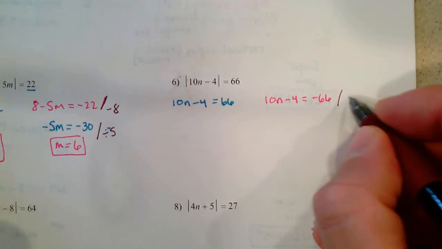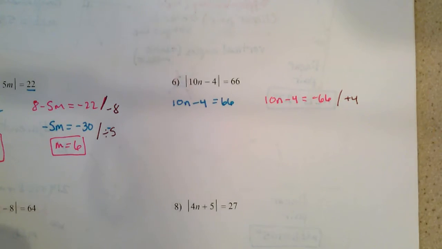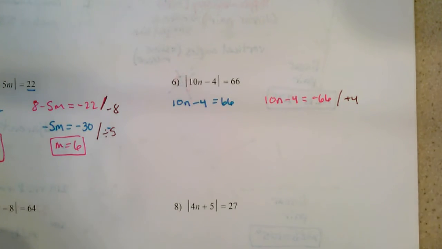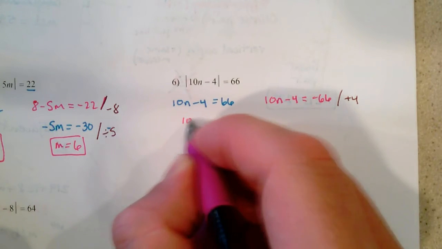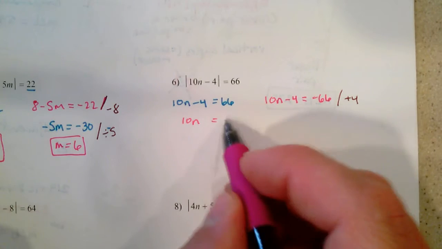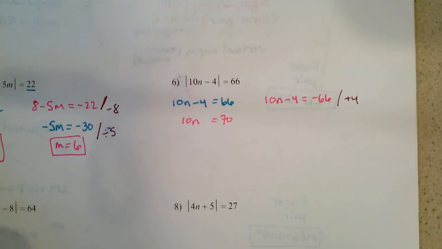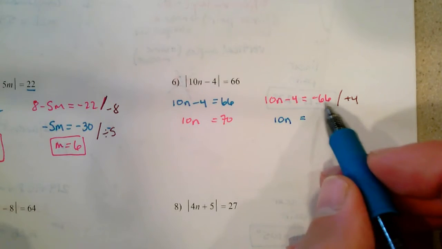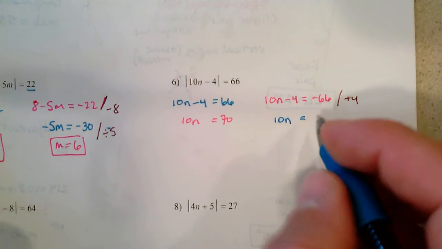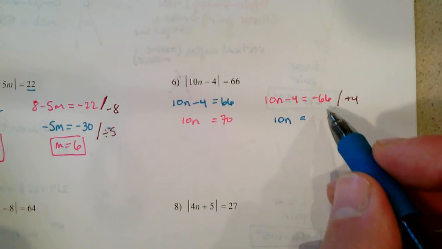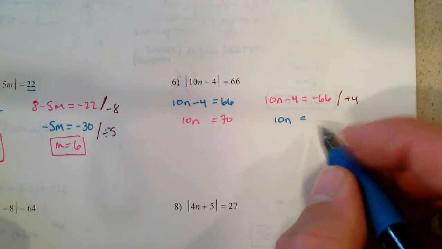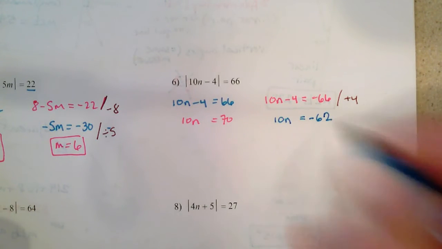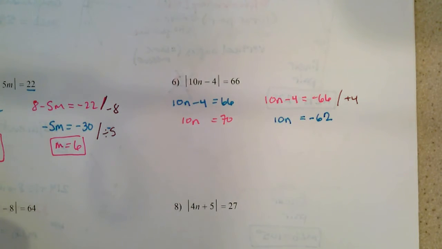We're going to start by adding 4. So over here we've got 10n equals 70. And here that leaves us with 10n equals negative 66 plus 4. So it's like 66 degrees below 0, and we're going to go up 4 degrees. Now it's only negative 62.